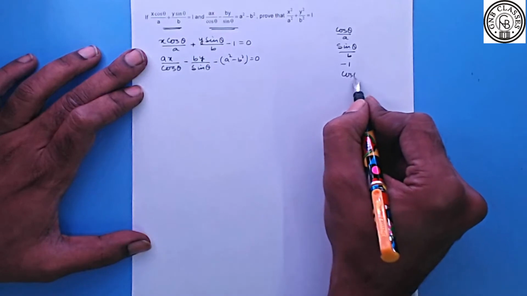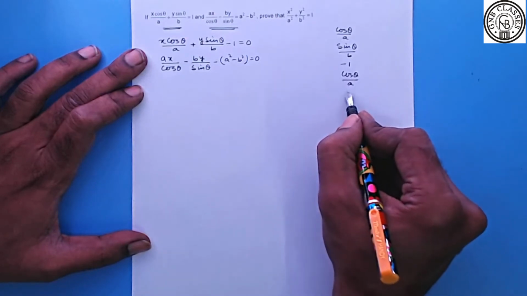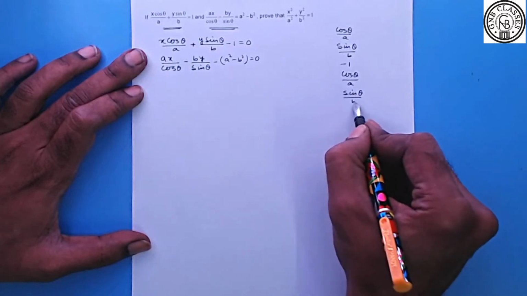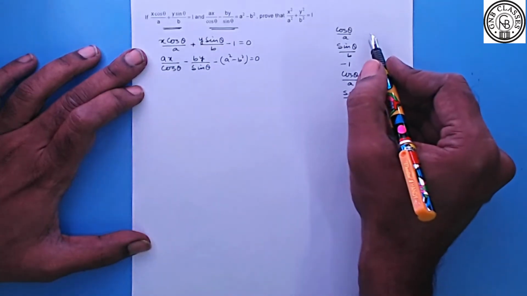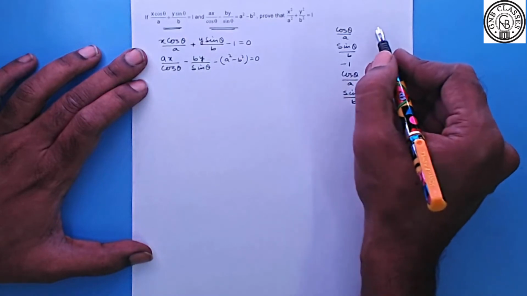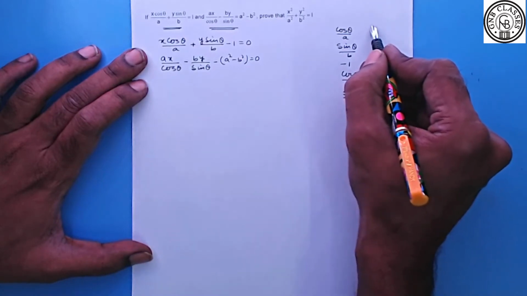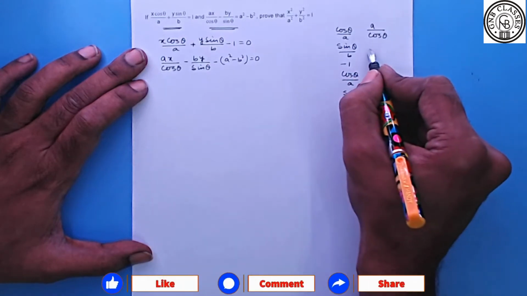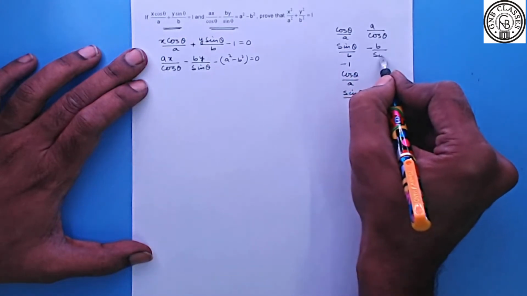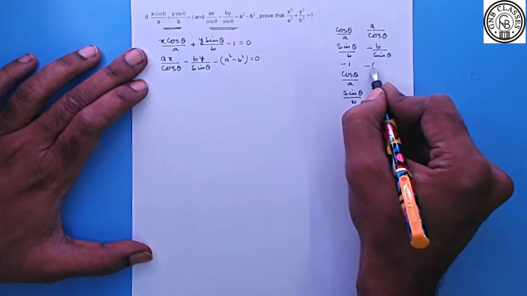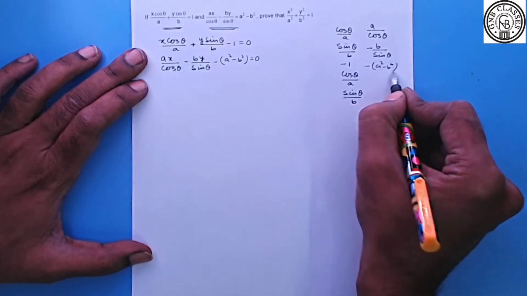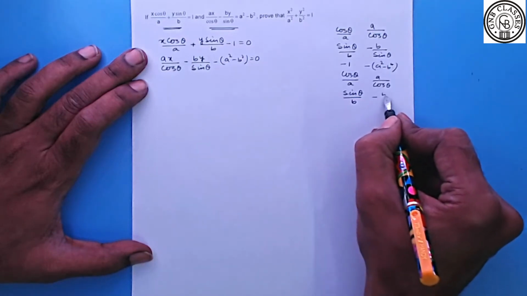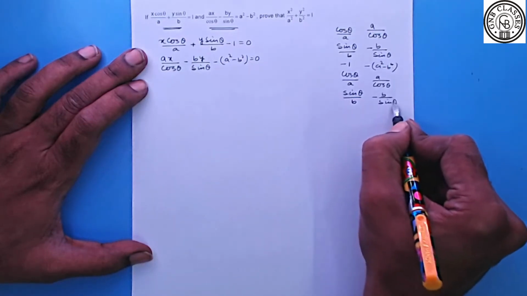Then again you write cos theta by... This is the way I solve simultaneous equations by using the cross multiplication method. And then I will write the second equation, coefficients of x, y and the constant term one by one along with the sign. It's a cos theta first one, minus b sin theta, then minus a square minus b square, then again a by cos theta minus b by sin theta. Is it clear?